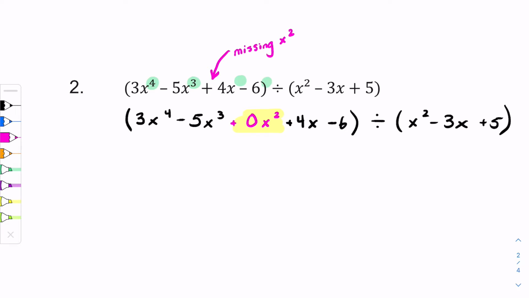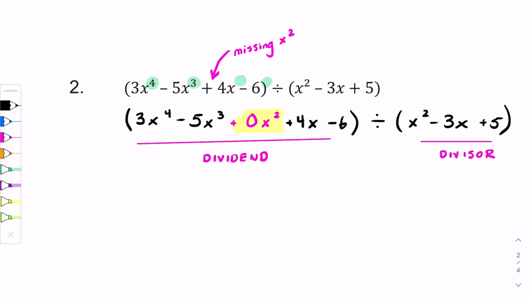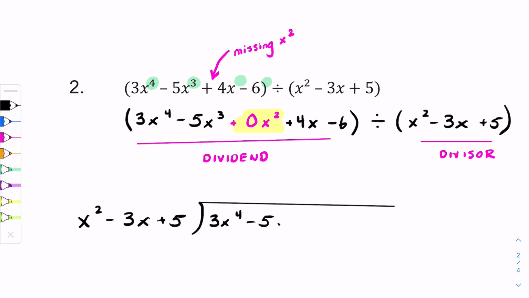All right, so labeling our terms, we have our divisor and we have our dividend. We write our divisor on the outside, x squared minus 3x plus 5. We write our dividend on the inside, 3x to the fourth minus 5x cubed plus 0x squared plus 4x minus 6.